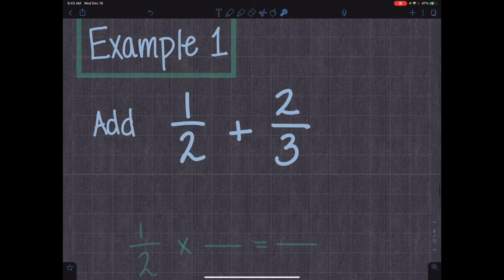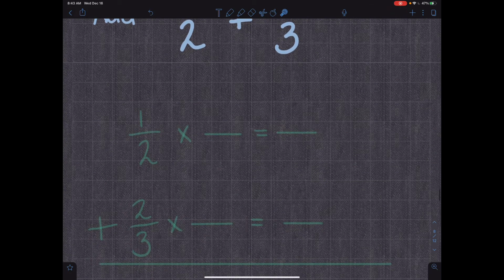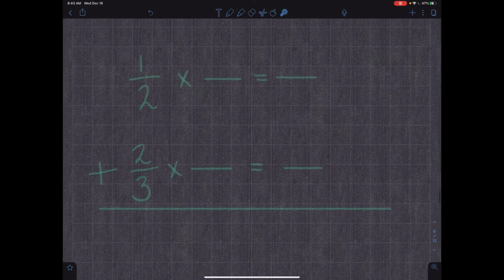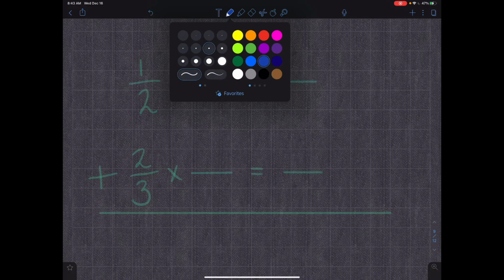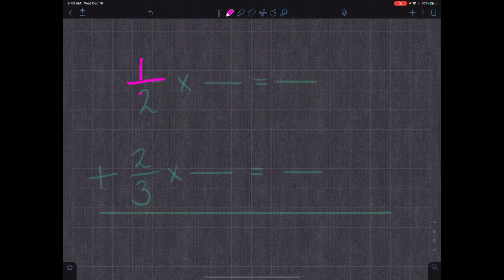All right, let's try it now. Here we go. We're going to do example 1. Example 1 means to add. They want you to add 1/2 plus 2/3. So here we go. We're going to follow the 3 easy steps. Step 1, we're going to put it in the right shape. That means to find common denominators. So we have here 1/2 and we have 2/3. So what is the common denominator going to be? We have to look at the 2, we have to look at the 3. What are some of the multiples of 2?